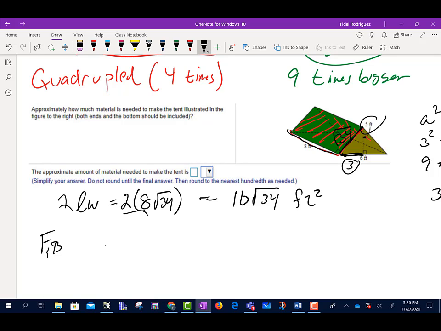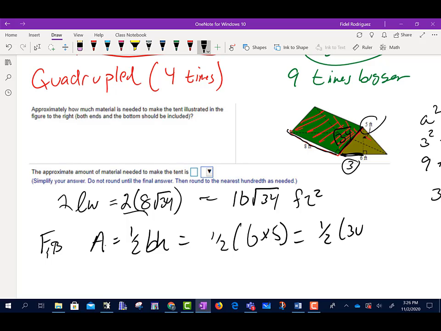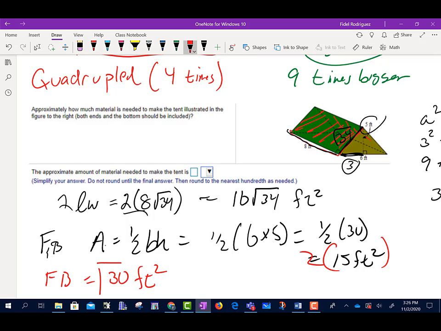Okay, so remember the formula for the area of a triangle is 1/2 base times the height. So half the base times 6 times 5, that's going to give me half of 30, which is 15 square feet. But because we have two of them, now I've got to double it. So the front and back, if we double this, is going to be 30 square feet. Okay. So we have the sides, right here, 16 times the square root of 34 square feet. We have the front and the back.